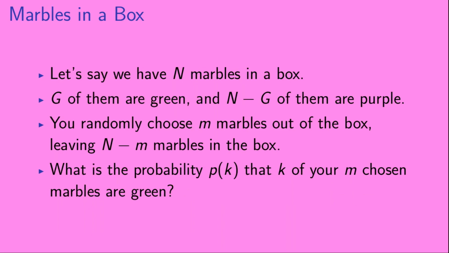Okay, so let's say we have n marbles in a box. g of them are green, and n minus g of them are purple. You randomly choose m marbles out of the box, leaving n minus m marbles in the box. What is the probability, P of k, that k of your m chosen marbles are green?